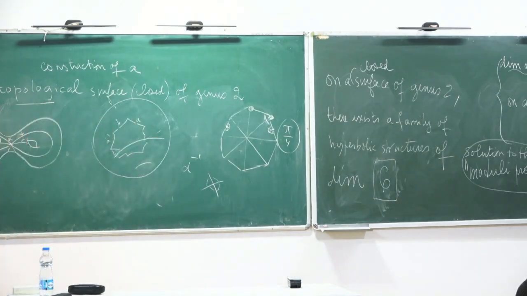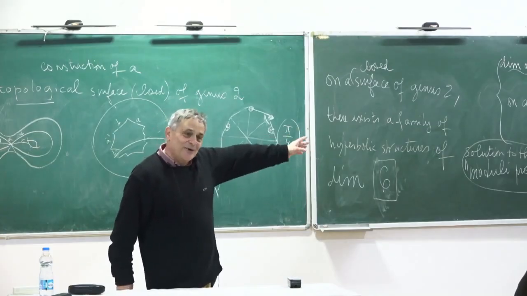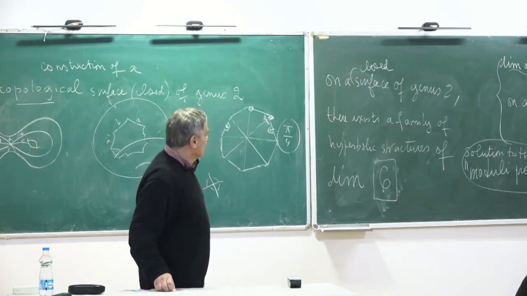And then he wrote his paper, a 200 page long paper, where he explained all this theory. So this is why it's called Teichmüller space, and this is why it's called the moduli problem, because of Riemann. Okay.